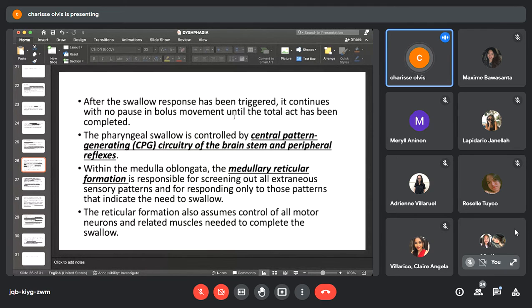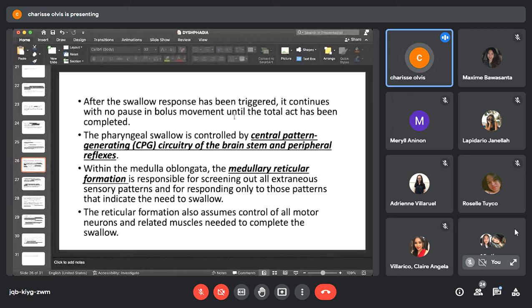Remember, it's involuntary. We cannot stop the food going to the esophagus. No, it goes straight. And in this phase, it is controlled by the central pattern generating circuitry of the brainstem and the peripheral reflexes. That is how the brainstem works during swallowing.